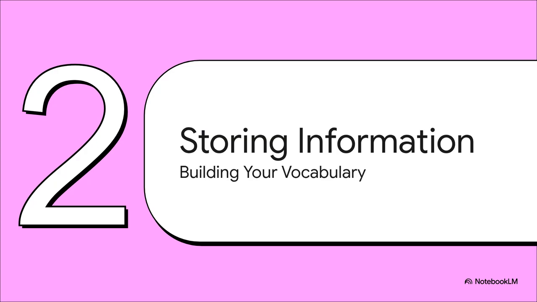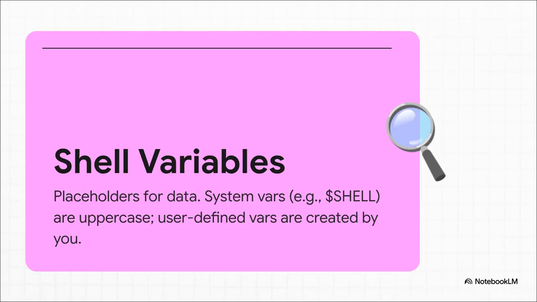All right, so now that we know how to control our text, let's figure out how to store it. Variables are basically the shell's memory. They're absolutely essential if you want to do any kind of scripting or automation. Just think of variables as little labeled boxes for your data. Some of these boxes are set up for you by the system, like $SHELL, which tells you which shell program you're using. These system variables are almost always in all caps. And then you have the ones you create yourself, which, by convention, are usually lowercase.